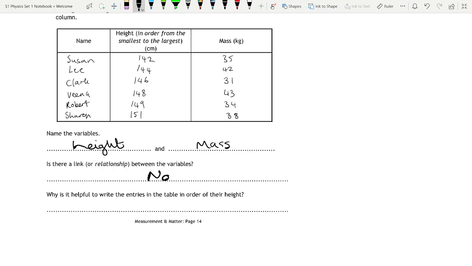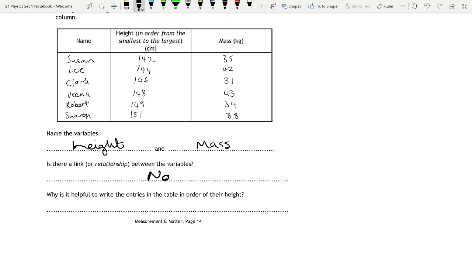Did you put there is a link? Yeah, I mixed up the mass and the height. I thought when it went up the height, it was going up the mass. Oh, okay. So that's why it's important to make sure you're copying it down correctly.